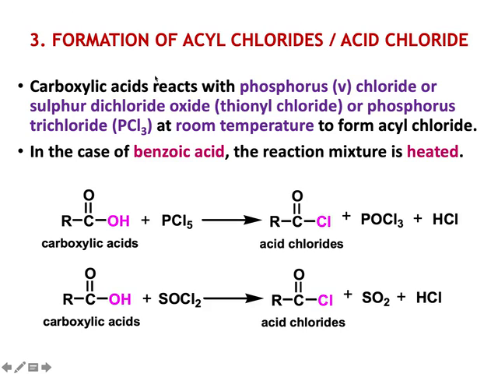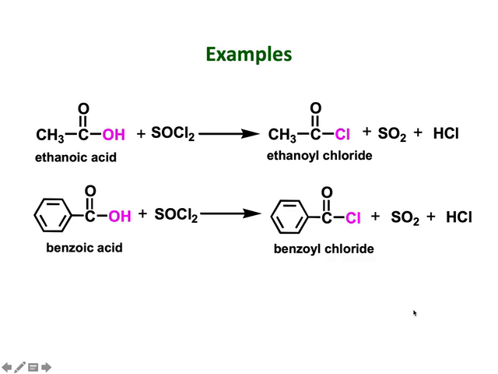Next is formation of acyl chloride or acid chloride. Carboxylic acid reacts with this reagent to form acid chloride and a side product. If we use PCl5 or thionyl chloride, the product is acid chloride. The OH from the carboxylic acid is replaced with Cl, and the side products are SO2 and also hydrochloric acid. Here are examples.